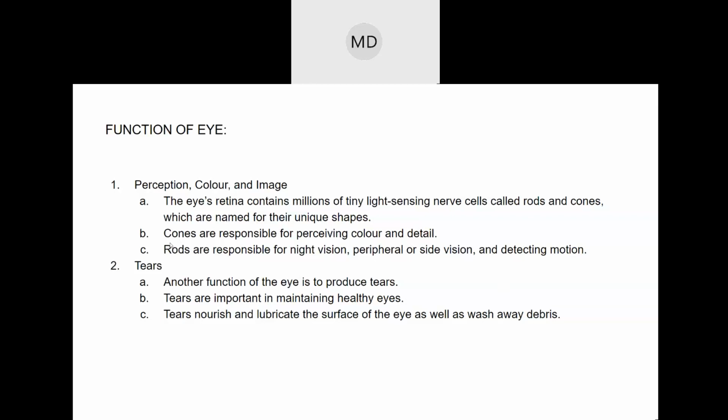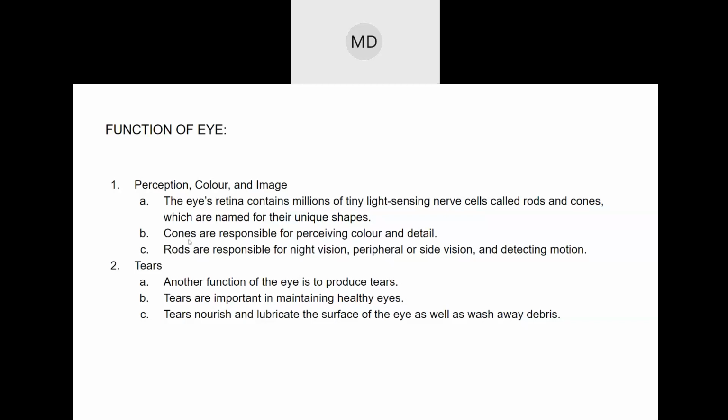So cones, what are cones responsible for? So cones are responsible for color perception. Okay, color perception means you can identify that this is blue, this is white, this is green, this is red. So you can identify the color and details of the particular thing. That is because of the cones present in the eye's retina.